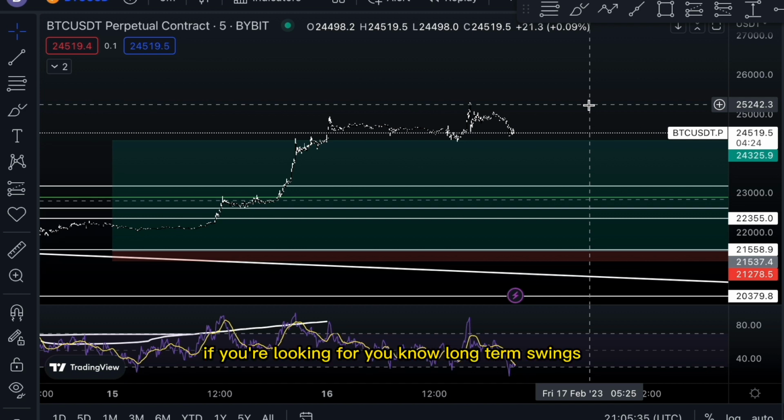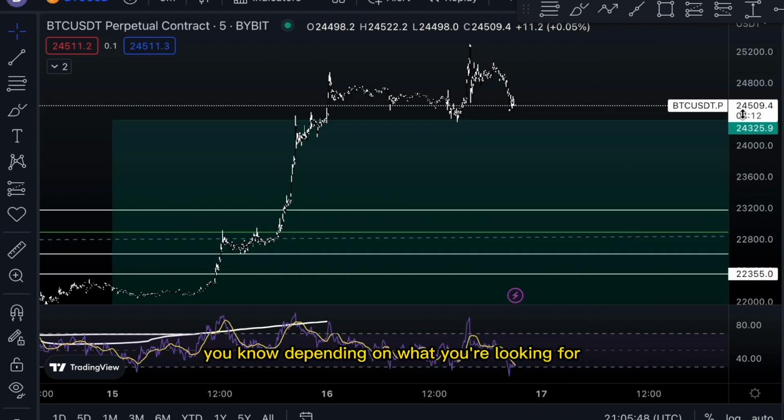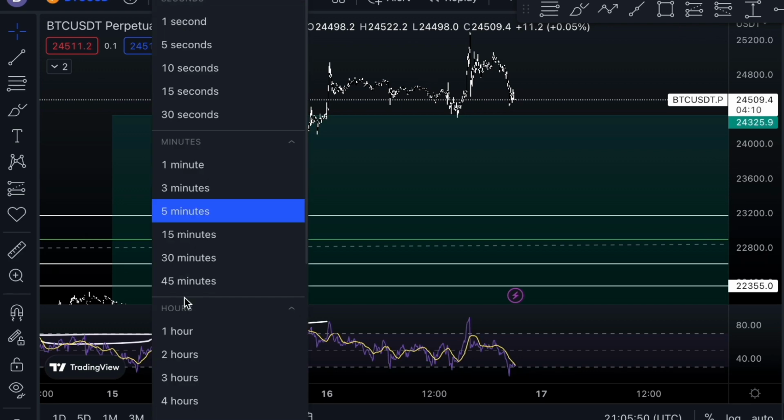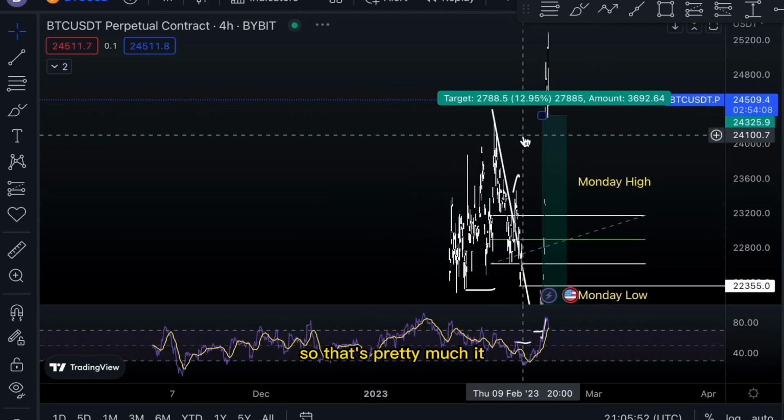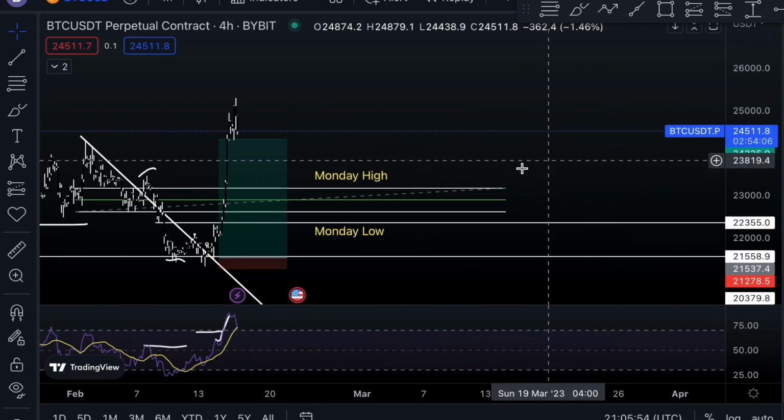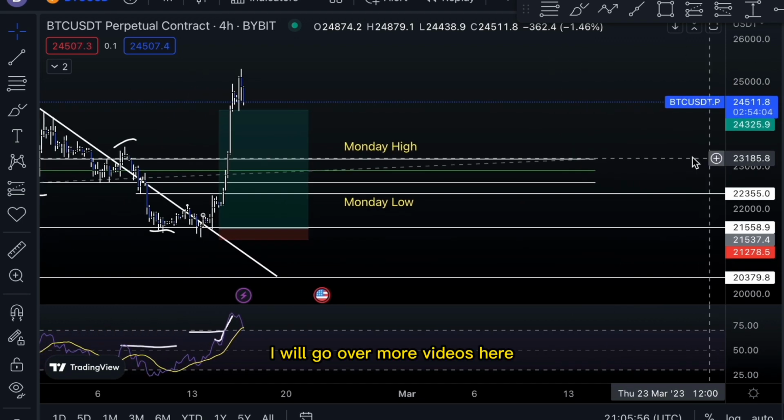If you're looking for long-term swings, spot trading, not really using much leverage, maybe you're looking for options, etc., look for the 4-hour and above, daily, maybe even the weekly, depending on what you're looking for. So that's pretty much it for bullish and bearish divergence. I will go over more videos here.